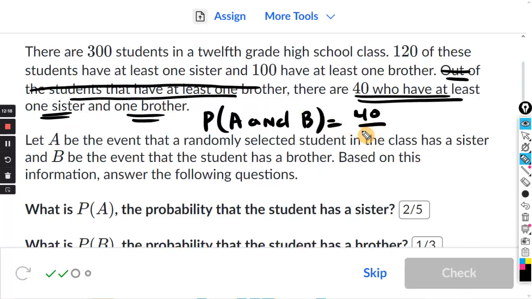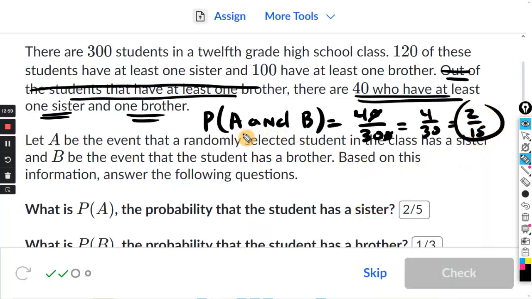And that's out of 300. I know it says out of the students that have at least one brother, but that would be A given B. This is A and B, so we're basically doing it out of the entire total. Okay, so 40 out of 300. If you cancel the 0, we have 4 over 30, and divide by 2. These are both even numbers. 4 divided by 2 is 2. 30 divided by 2 is 15. So for A and B, it's 2 out of 15.